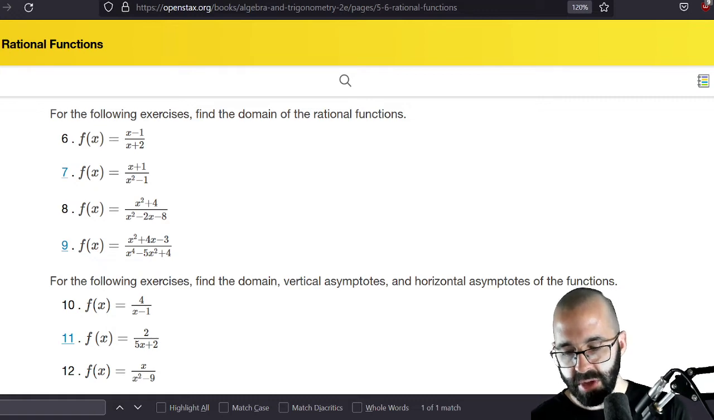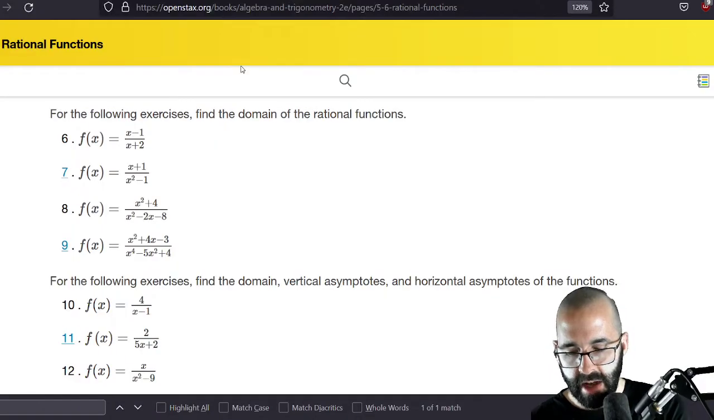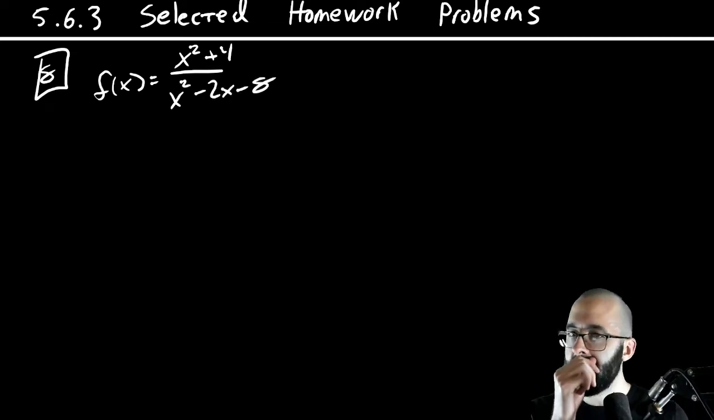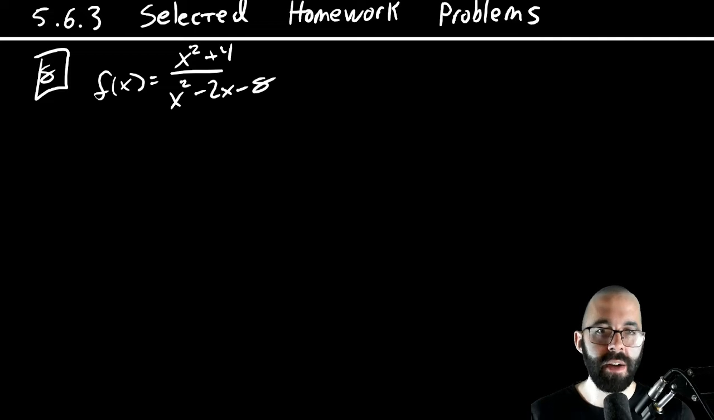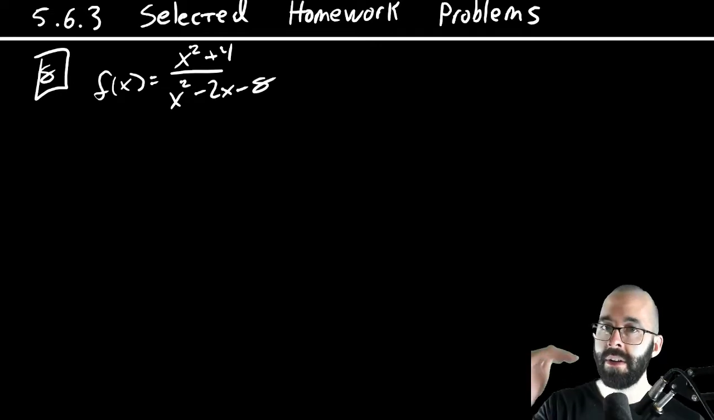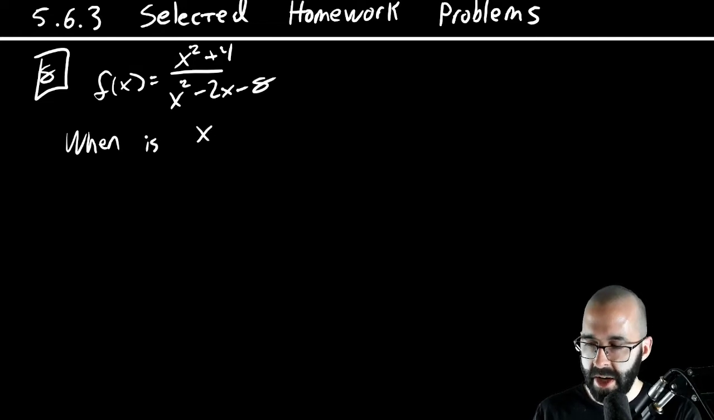Domain of x squared plus 4 divided by x squared minus 2x minus 8. So to find the domain of a rational function, we just have to find when the denominator is equal to 0, because that's going to cause a problem. Denominator equals 0, undefined. We cannot divide by 0. So when is that denominator equal to 0?